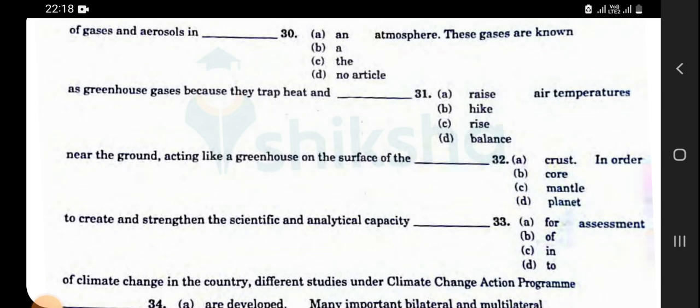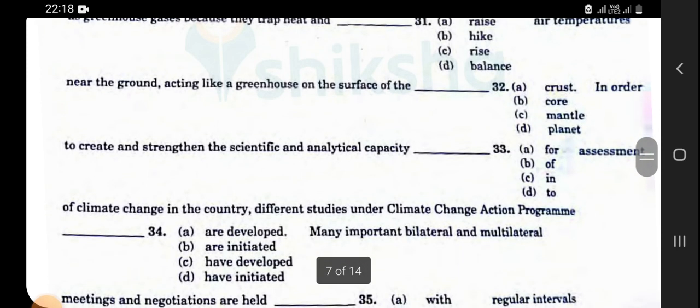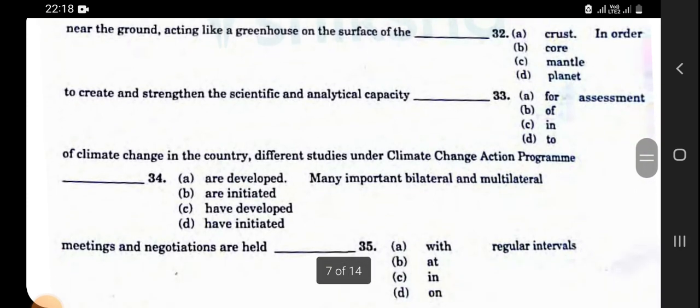Now look, here we are having one confusion, the crust or the planet, but I think we should go for option D, that is planet. In order to create and strengthen the scientific and analytical capacity for assessment of climate change in the country. So 33, A.